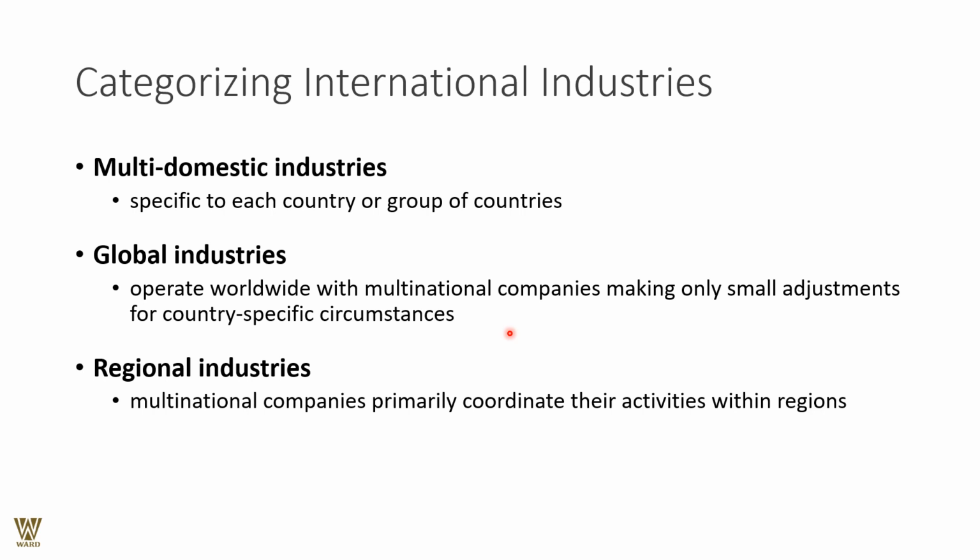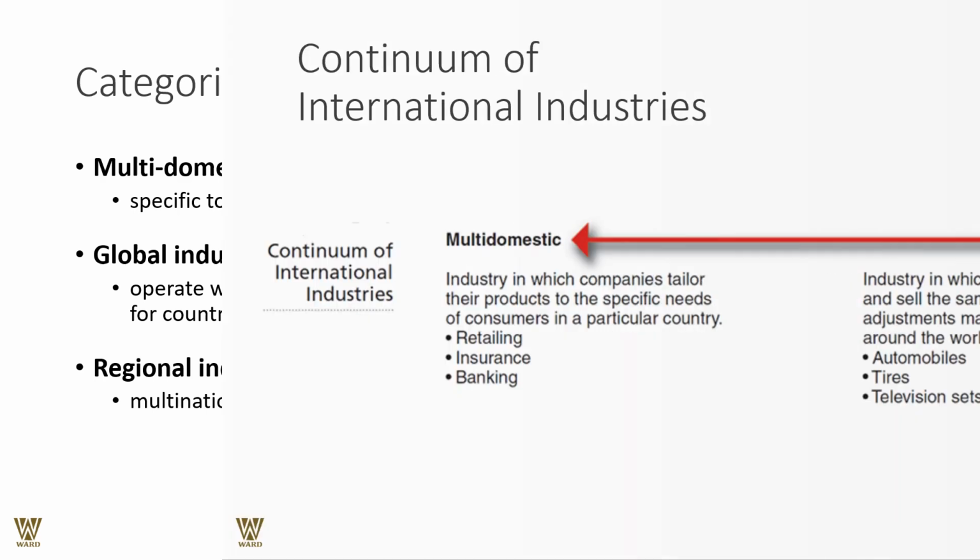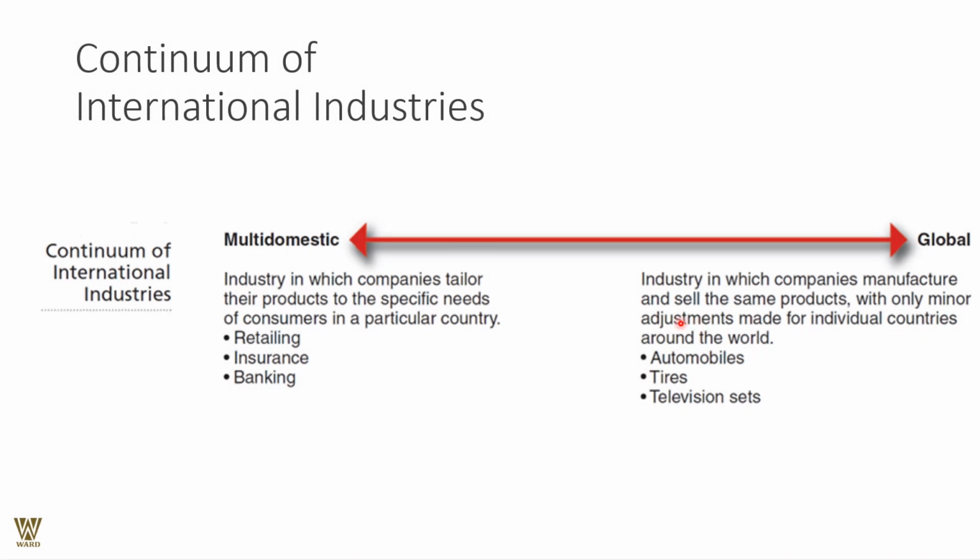In regional industries, multinational companies primarily coordinate their activities within the regions, as to what is to be done and how it is to be done. So we are looking at multi-domestic industry, global industry, and regional industry. With the passage of time, within the region and within the industry, categorization can be done across specific audiences. Let us give you a continuum of international industries as such.